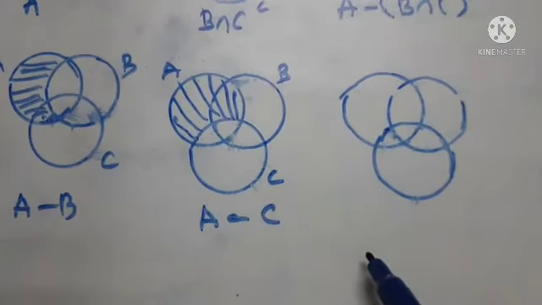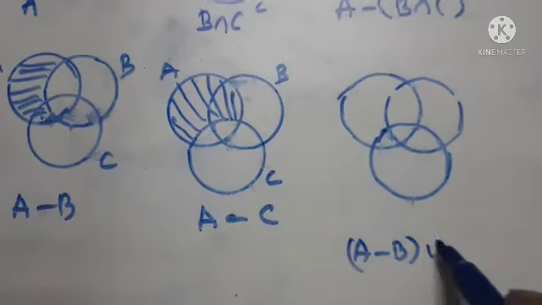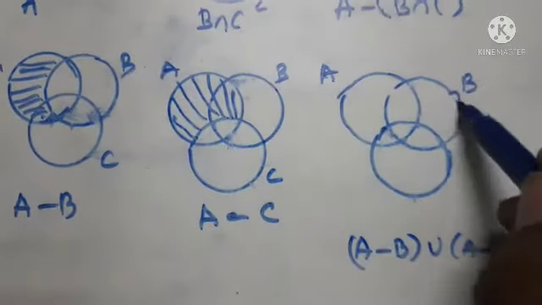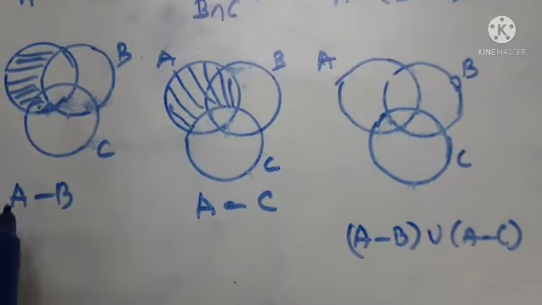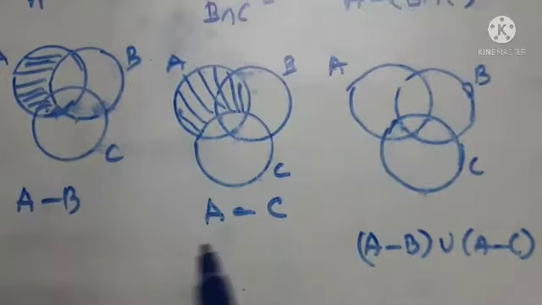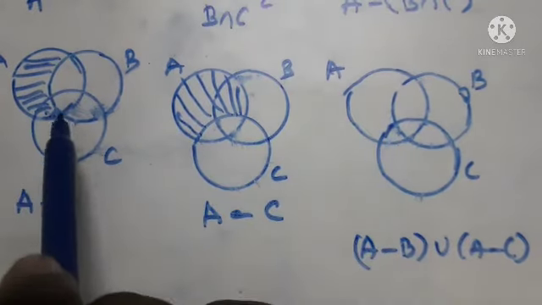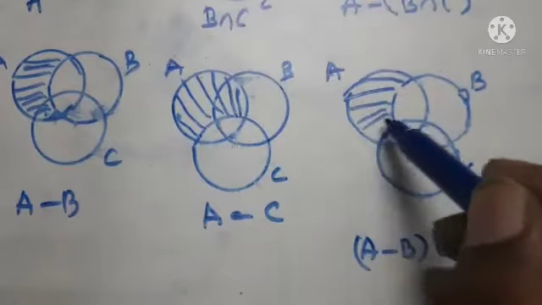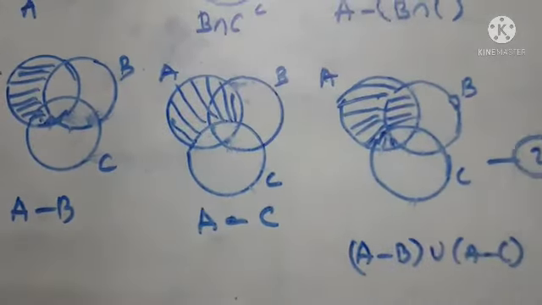Then the third one, RHS: (A − B) ∪ (A − C). This is A, this one B, this is C. So now see these two figures, A − B and A − C, union of A − B and A − C. So combine this figure and this figure. The result is this area. This is equation 2.